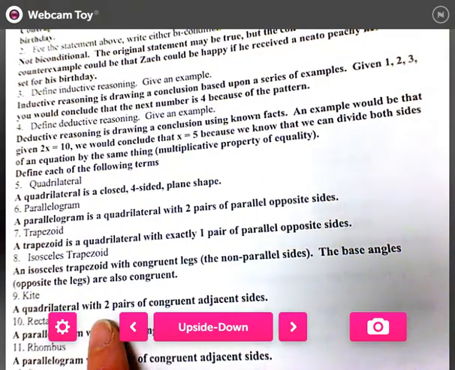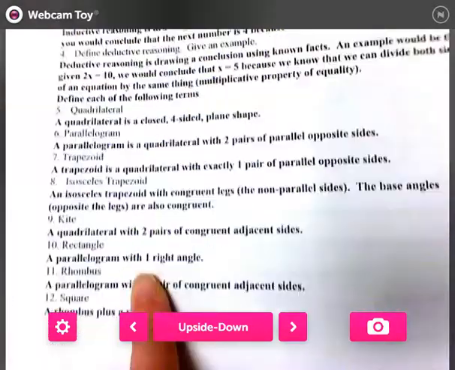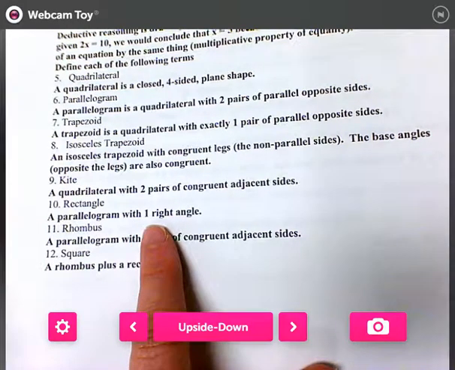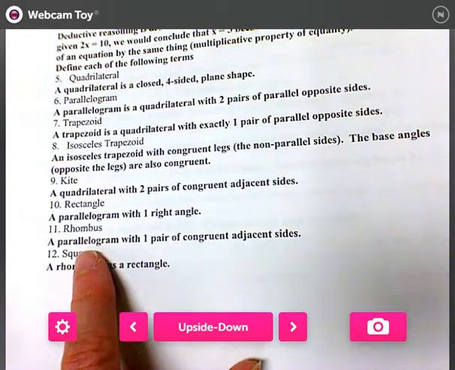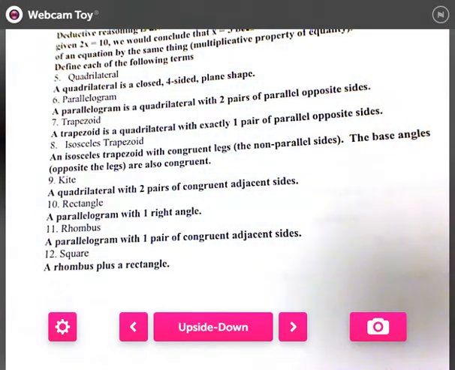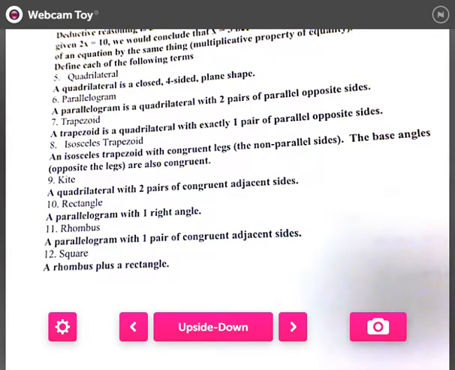A kite is a quadrilateral with 2 pairs of congruent adjacent sides. A rectangle is a parallelogram with at least one right angle, which makes all 4 angles right. A rhombus is a parallelogram with 1 pair of congruent adjacent sides. Actually, it should be 2 pairs of congruent adjacent sides. And I've lost my pen. Awesome. Okay, and a square is a rhombus plus a rectangle, both of those things together.